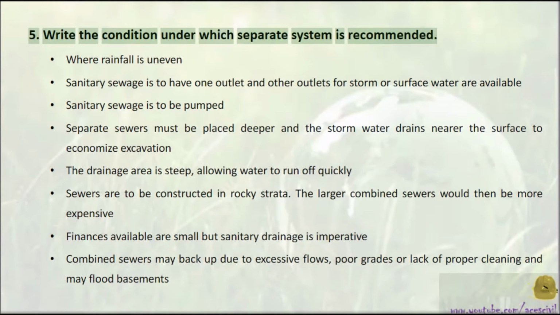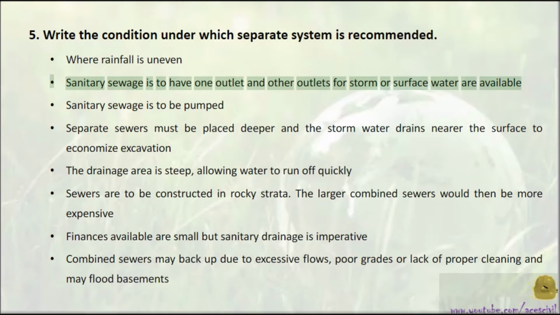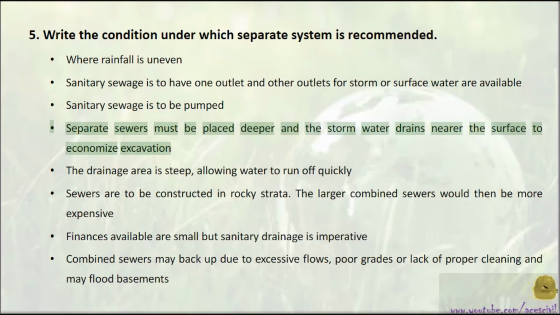5. Write the conditions under which a separate system is recommended. Where rainfall is uneven. Sanitary sewage is to have one outlet and other outlets for storm or surface water are available. Sanitary sewage is to be pumped. Separate sewers must be placed deeper, with the storm water drains near the surface to economize excavation. The drainage area is steep, allowing water to run off quickly.